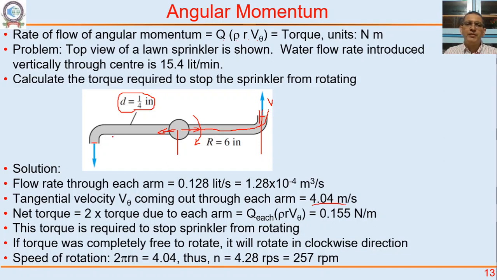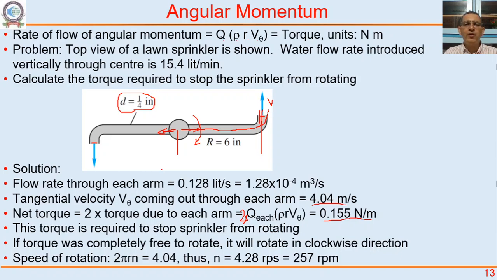That's what will cause the rotation in the clockwise direction. But we want to find the torque required to stop it from rotating. So the sprinkler is not rotating. This is the net V theta, and therefore the net torque will be 2 times the torque due to each arm. So it will be Q in each arm multiplied by rho R V theta. So the value will be 0.155 Newton meter. It is 2 times this number. Just a correction: 2 times this number, Q in each. So this torque is required to stop the sprinkler from rotating.